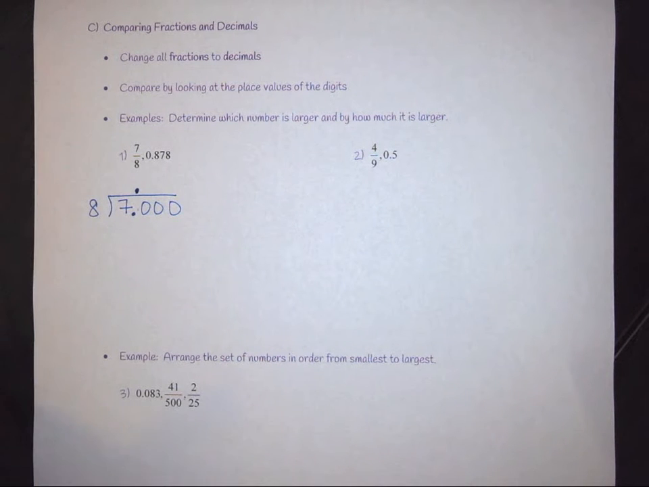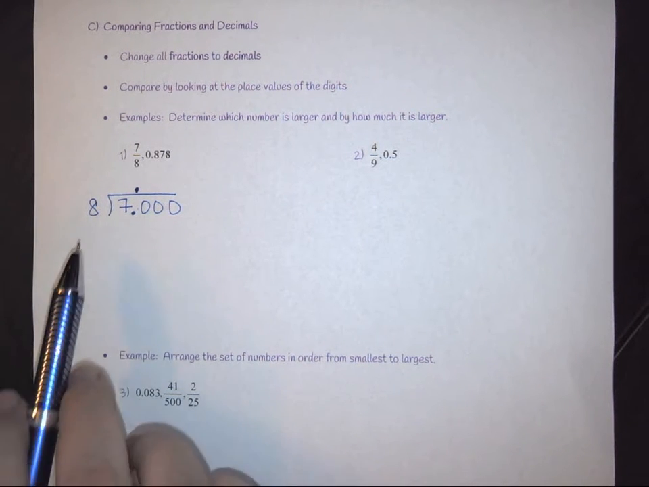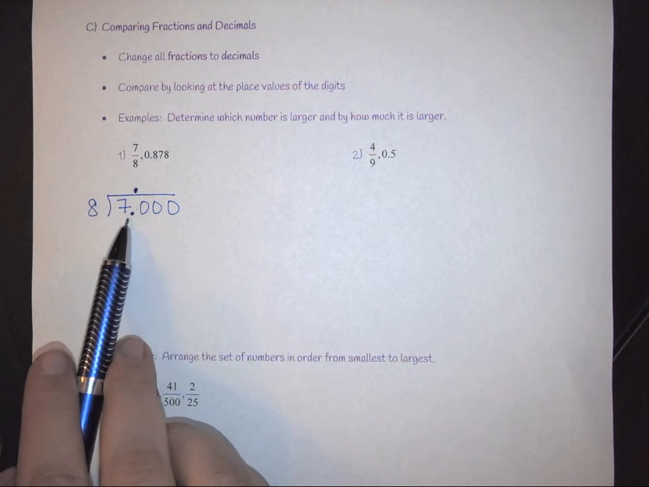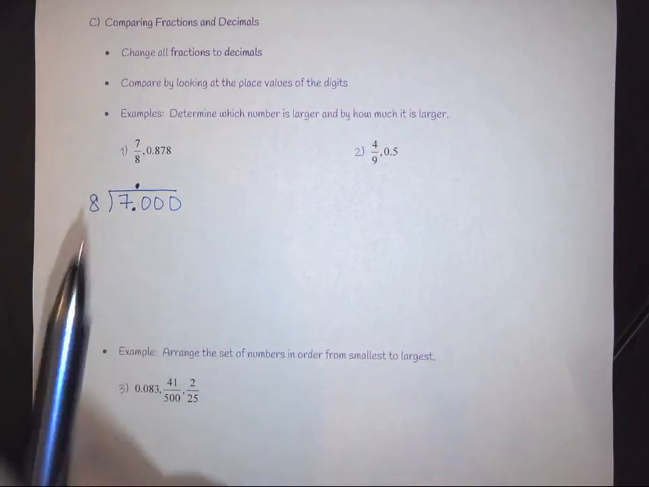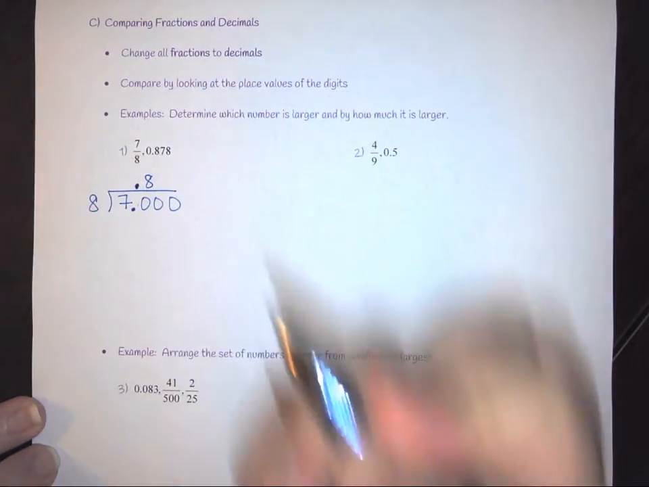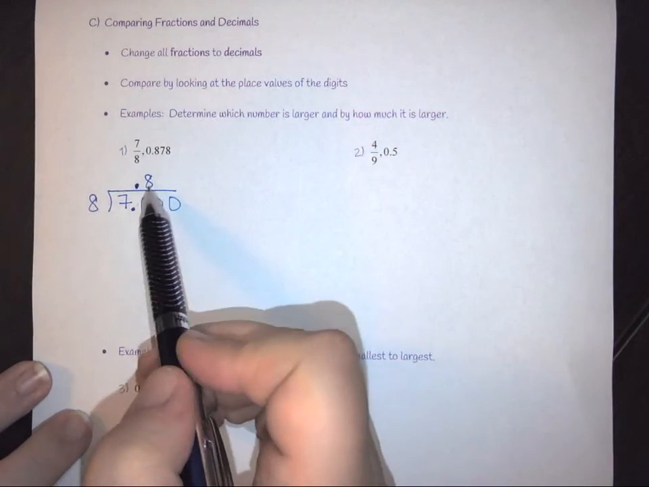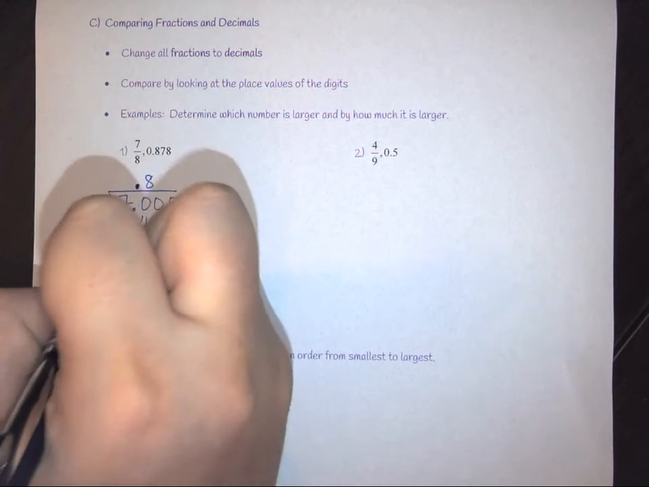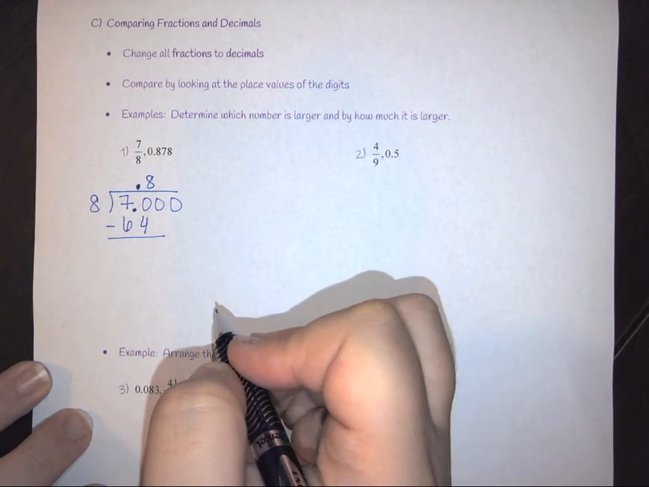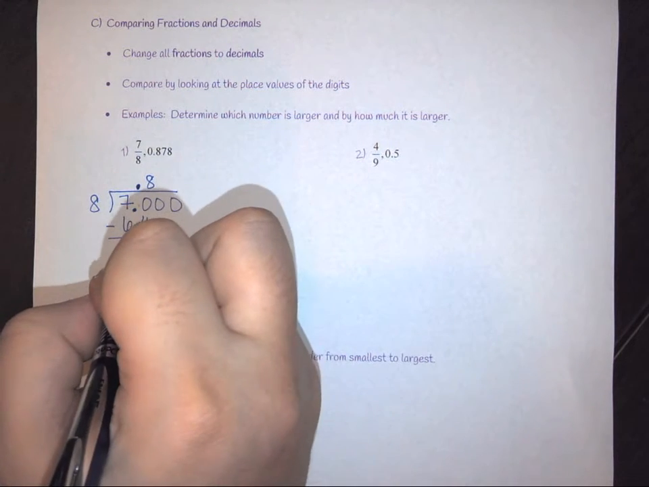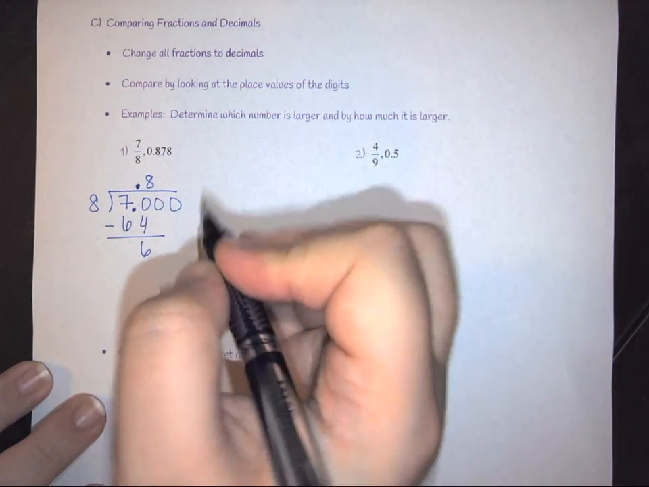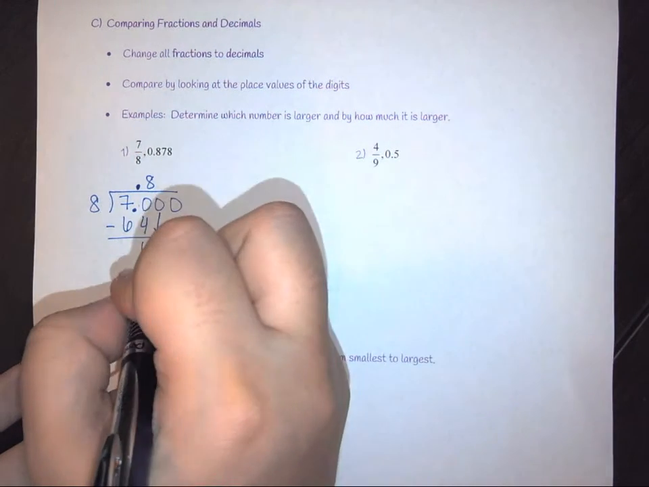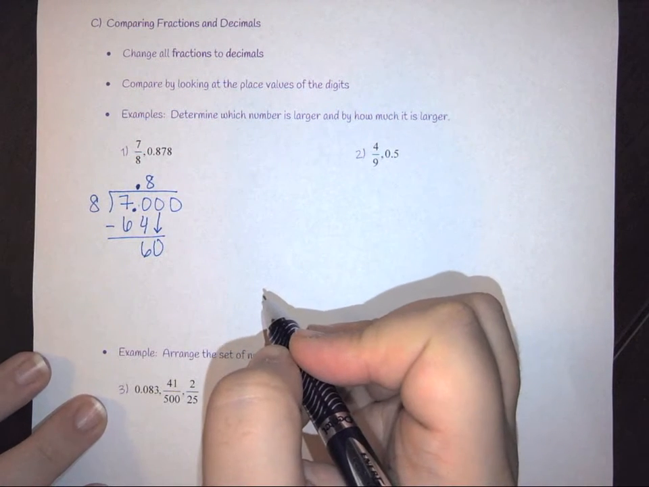Now when we look at this, we see that 8 does not go into 7. But 8 will go into 70, and it goes in there 8 times. So we put the 8 on top, and then you do 8 times 8, which is 64. And we subtract that away and see what's left. Well, 70 minus 64 is going to leave 6 behind. Since 8 does not go into 6, we need to carry down a 0. And this becomes a 60.